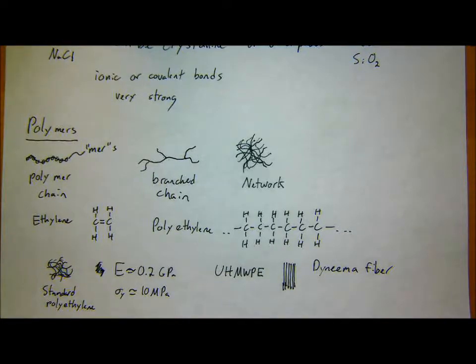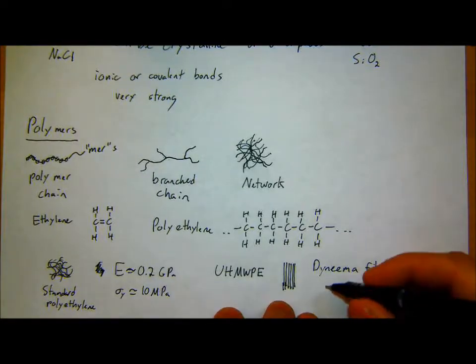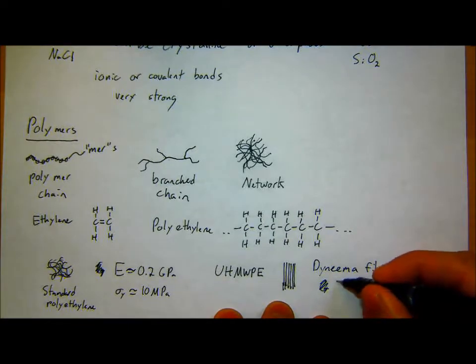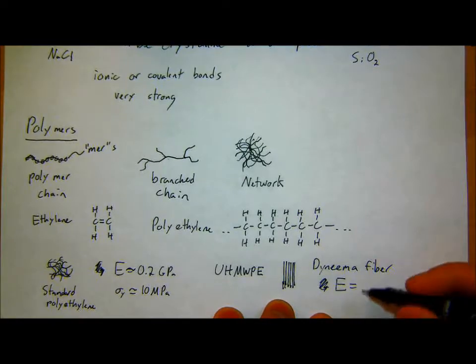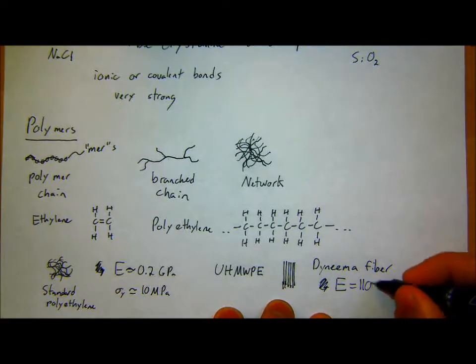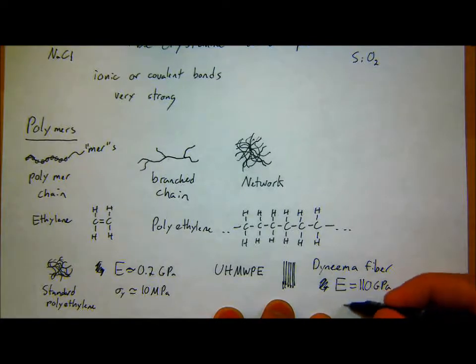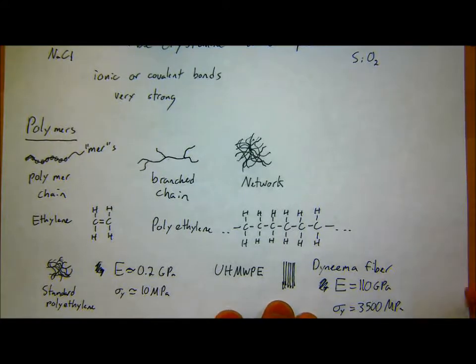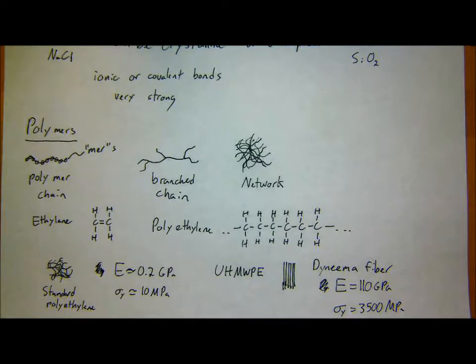And now this UHMWPE, these Dyneema fibers, will actually have Young's moduli on the order of 110 GPa, and yield strengths on the order of 3,500 MPa. So you're getting almost a thousandfold increase in your mechanical properties, your stiffness and your strength, just by orienting these polymer chains correctly. And what's actually happening here is you're basically breaking these carbon-carbon bonds when this thing fails. So by highly aligning these polyethylene chains, you're actually getting the intrinsic strength of the polymer chain.